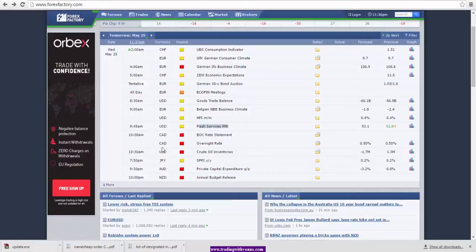We also have crude oil inventories coming out at 10:30 a.m. in the New York session. In the Asian session here, we have private capital expenditure for Aussie and annual budget release for New Zealand dollar. So this week we don't have a ton of news for Aussie and New Zealand, and because of that, any news that comes out will have a more pronounced effect on the prices.